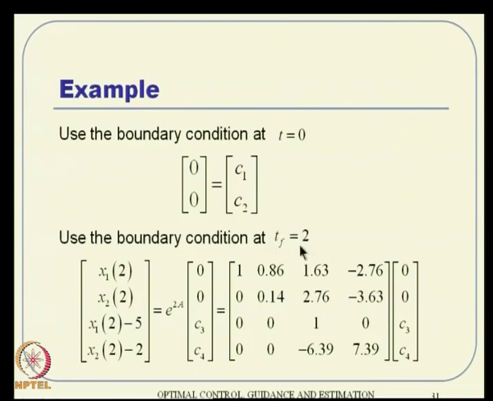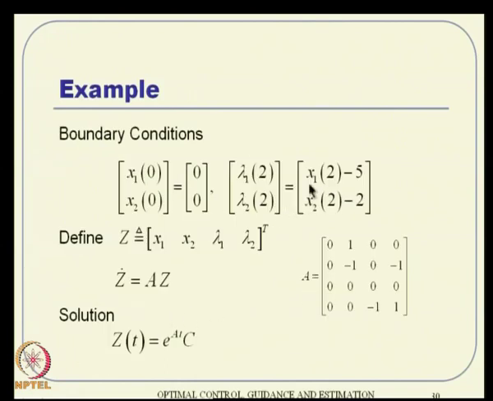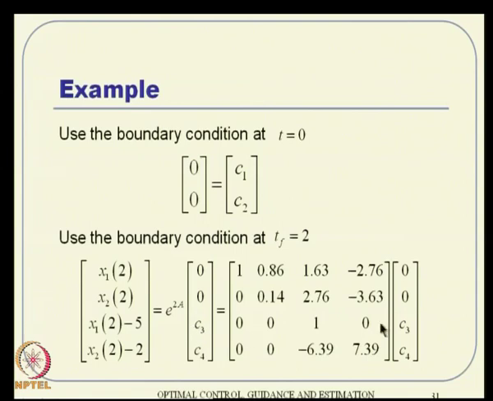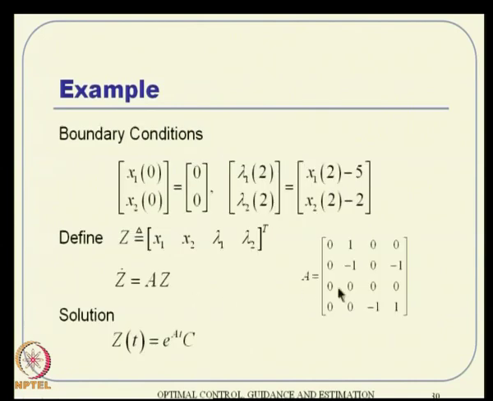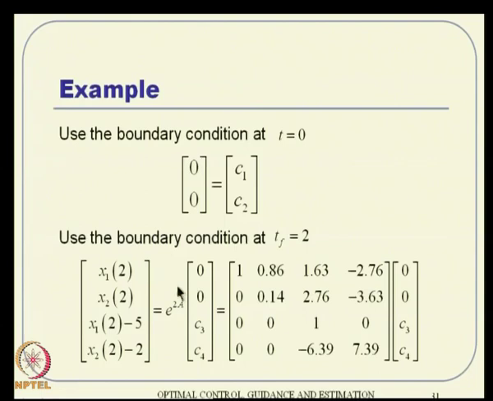So, when you apply at Tf equal to 2, we are looking for x1 of Tf, x2 of Tf and lambda 1 of Tf and lambda 2 of Tf. But lambda 1 of Tf is this one and lambda 2 of Tf is that one. We just derived this. Okay. So, this is what we will put here and then write this equation again. Now, e to the power A Tf, and Tf is 2. So, e to the power 2A essentially, and A is nothing but that. So, you can evaluate e to the power 2A, it happens to be like this actually.